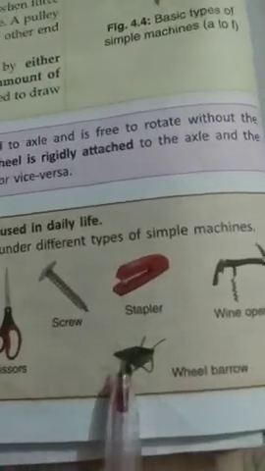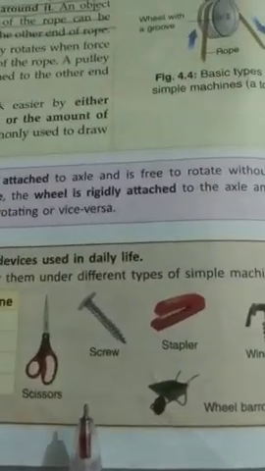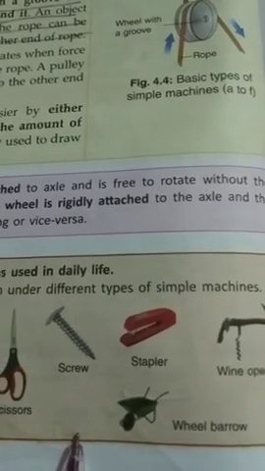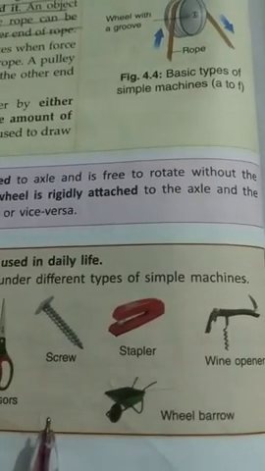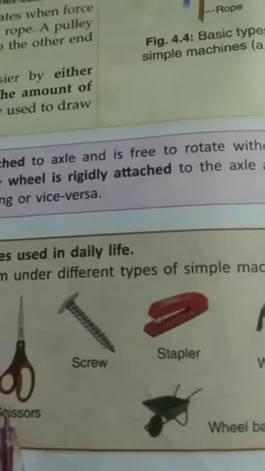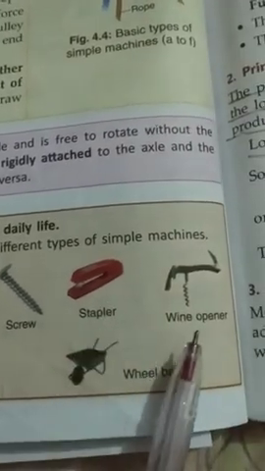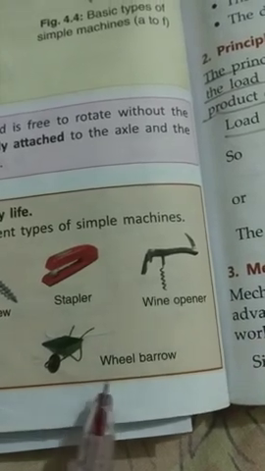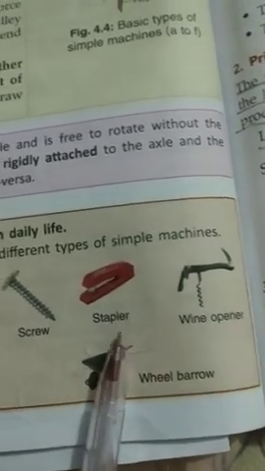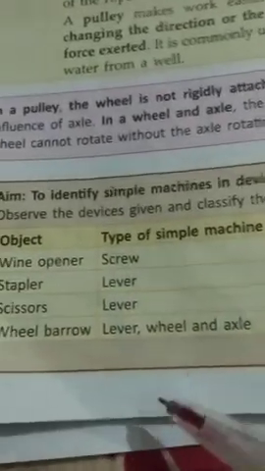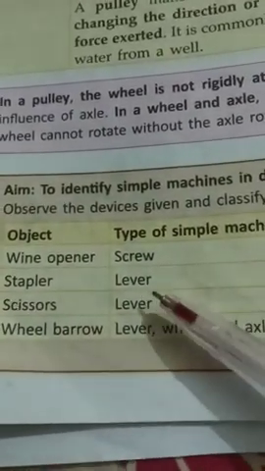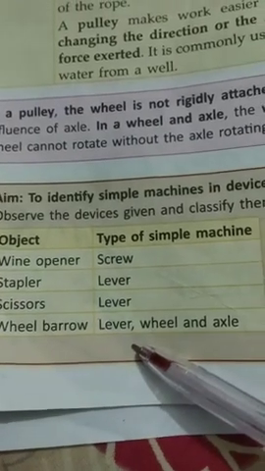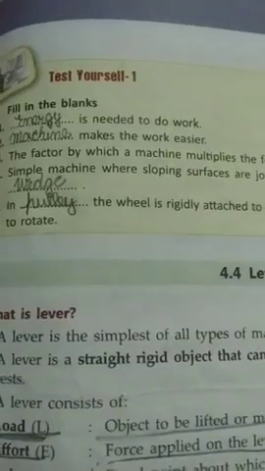Here are some simple machines shown in the diagram. We have to identify simple machines or devices used in our daily life. Here: scissor, screw, stapler, wine opener, wheelbarrow. So these are the types of simple machine. See, wine opener, it is a screw; stapler, lever; scissor, lever; wheelbarrow, lever, wheel and axle.